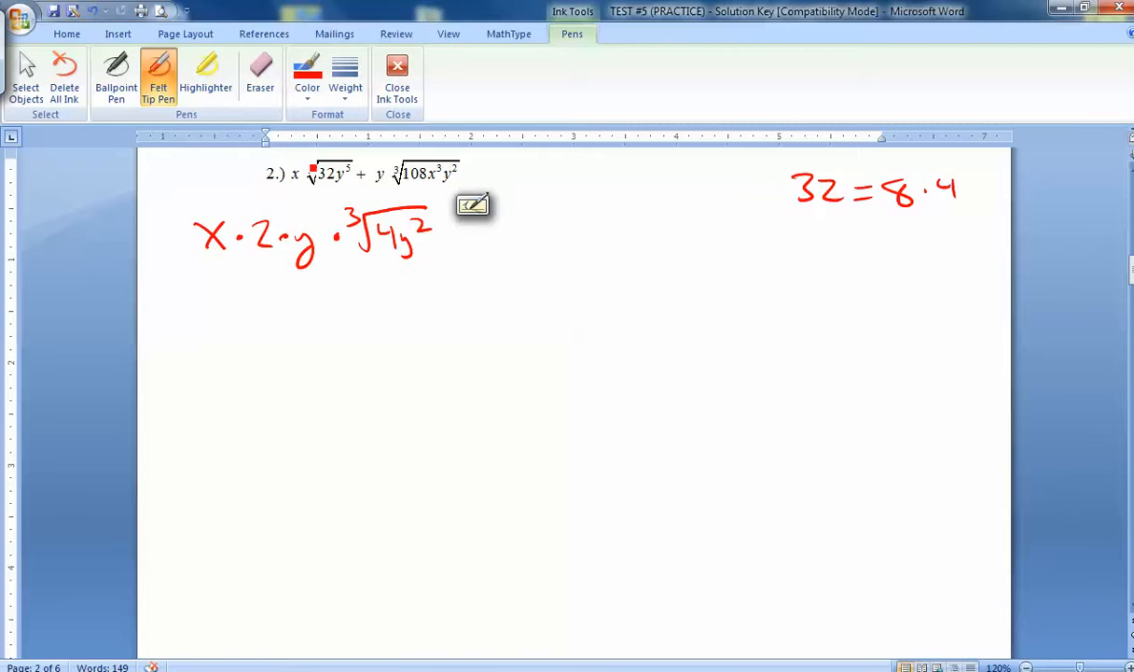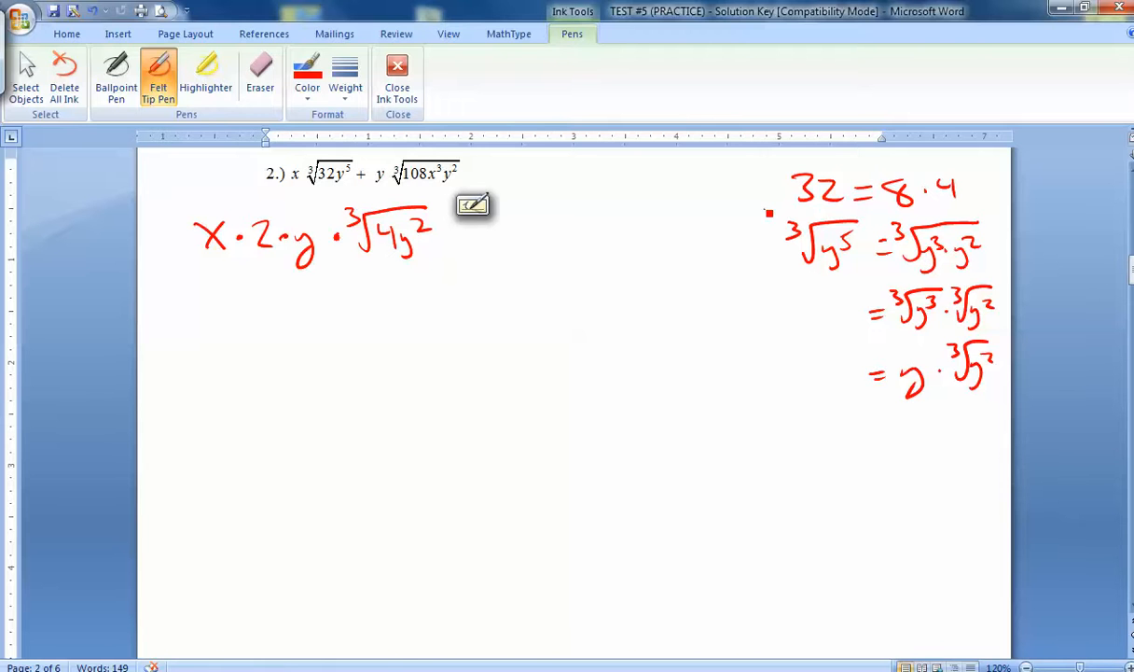Again, the cube root of y to the 5th is like saying the cube root of y cubed times y squared. And of course the cube root of y cubed is plain old y. You have the cube root of y squared. So anyway, that's going to be the first radical.